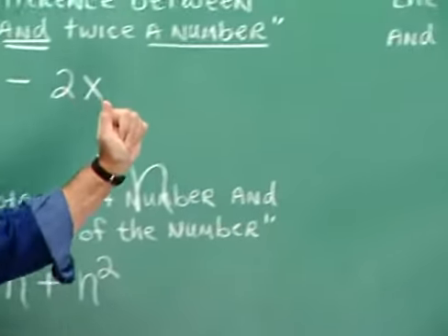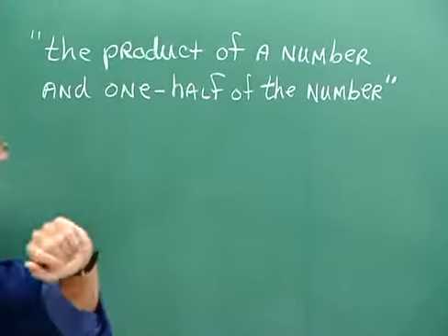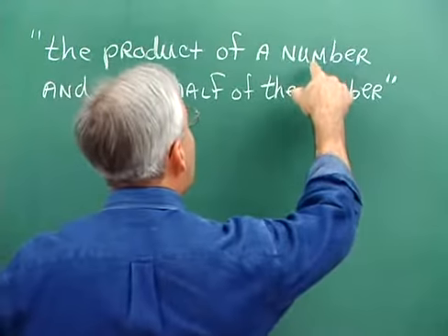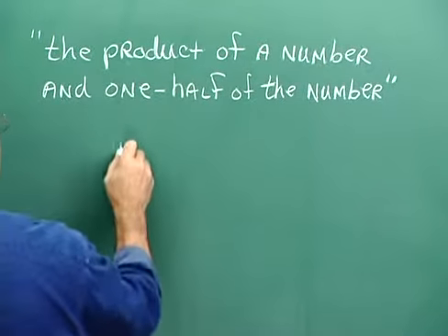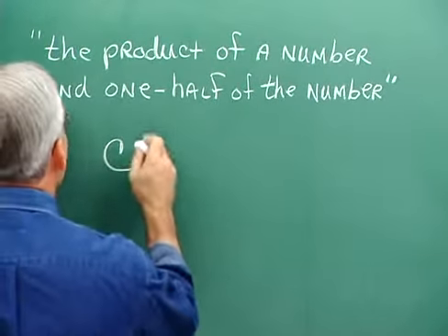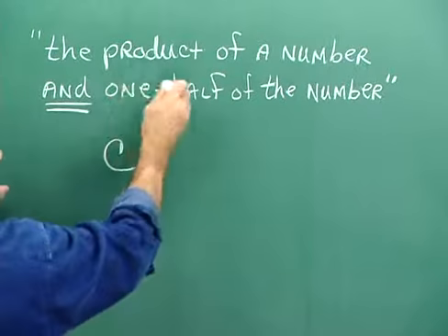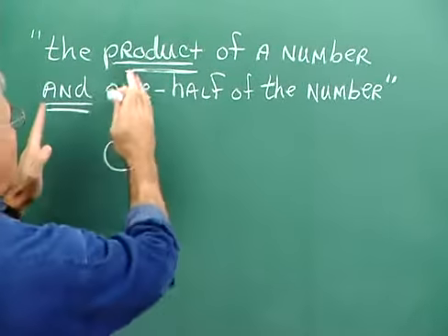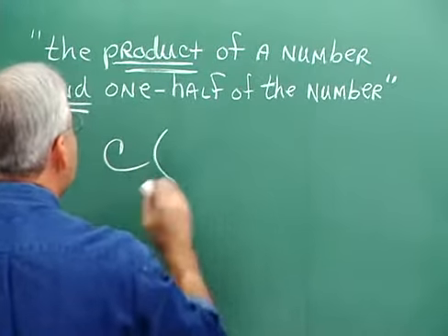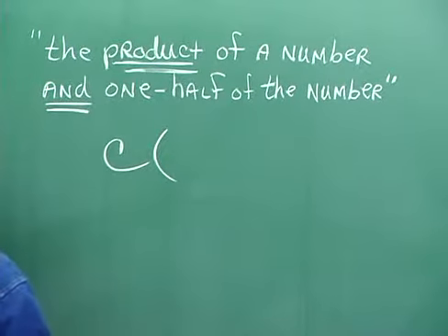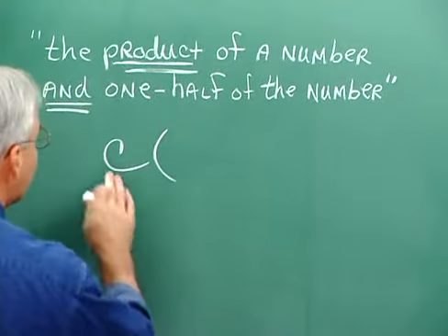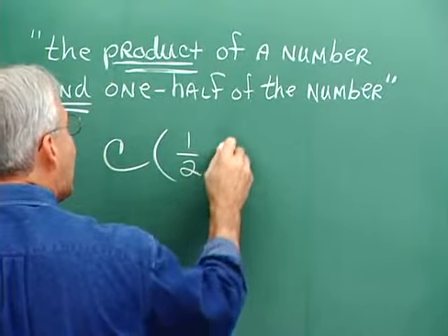All right, here's one more. The product of means we're going to multiply. The product of a number and, stop right there, a number. Let's let a letter stand for it, let's call the letter c this time. The product of c and, although the word and is used, we know that product means multiply. So we're going to multiply one thing and another, or one thing times another, and it's c times something else. I'll open a parenthesis to show the multiplication. The product of a number and 1/2 of the number. Half of this number is 1/2 c.